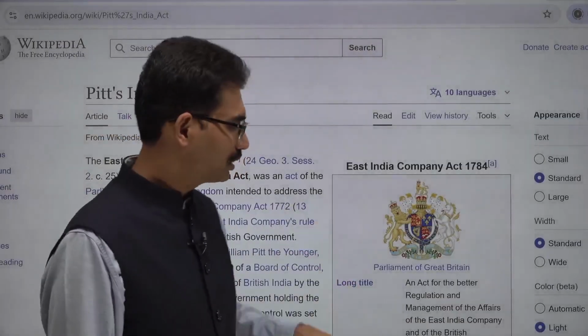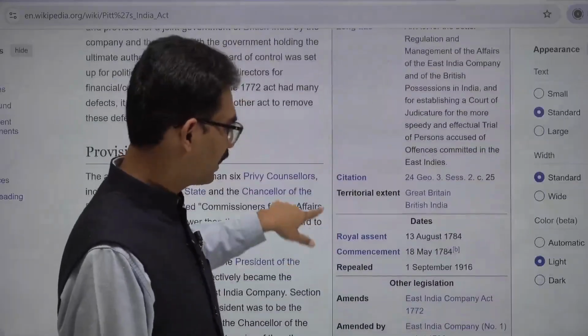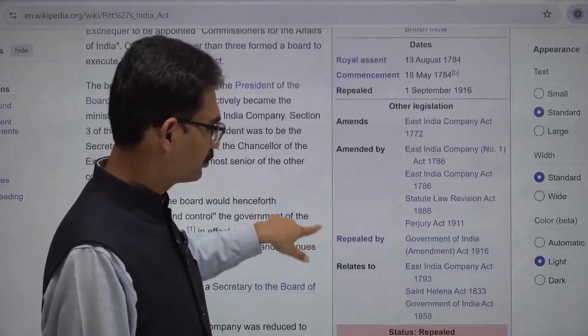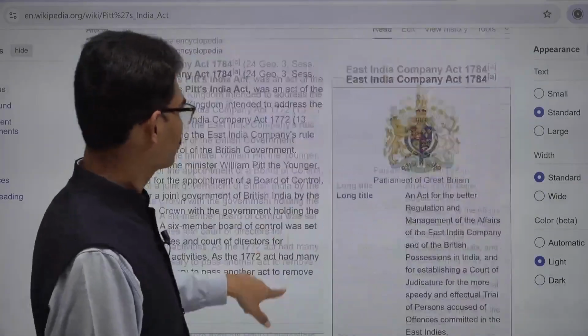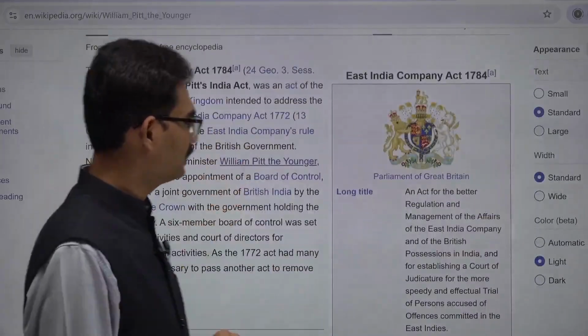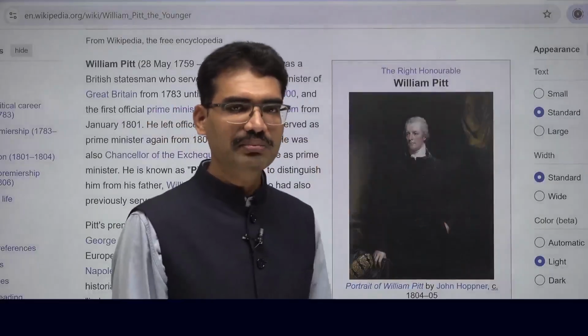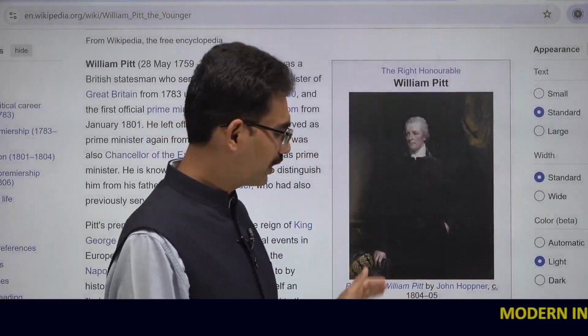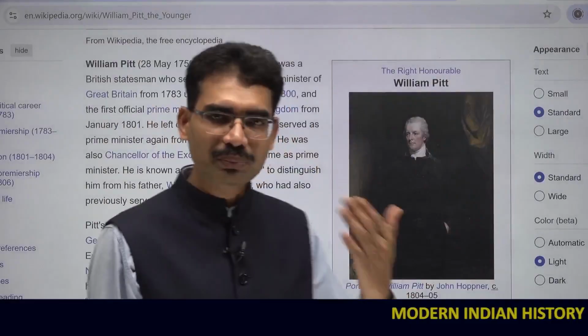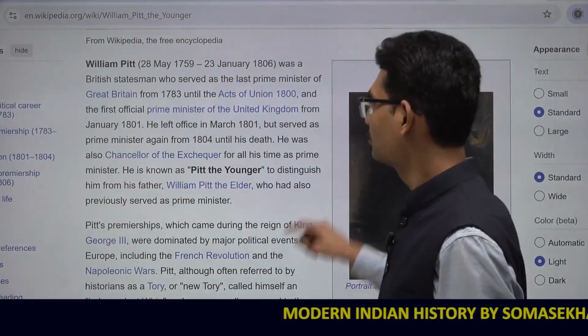After the Prime Minister Pitt the Younger, because of that, it was passed. William Pitt the Younger, he was the one. He was the Prime Minister at that time. He was a very young Prime Minister, and in fact, in the history of Britain up to then, he was the youngest Prime Minister.